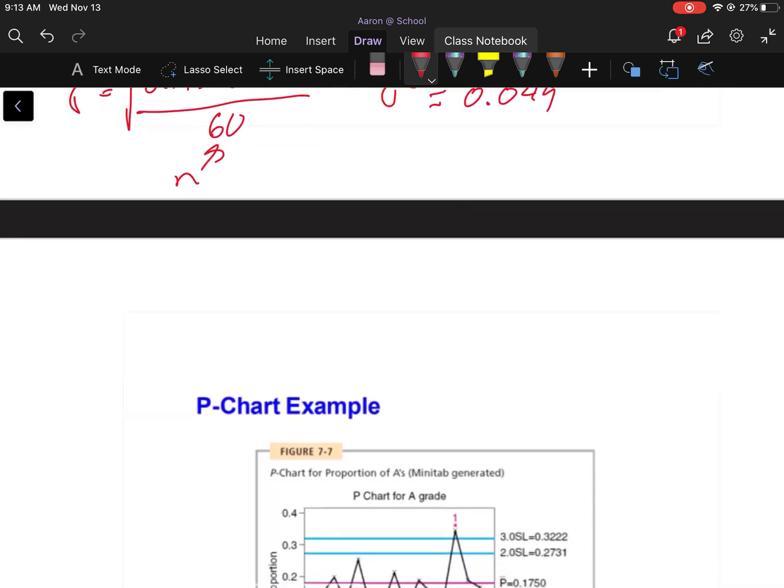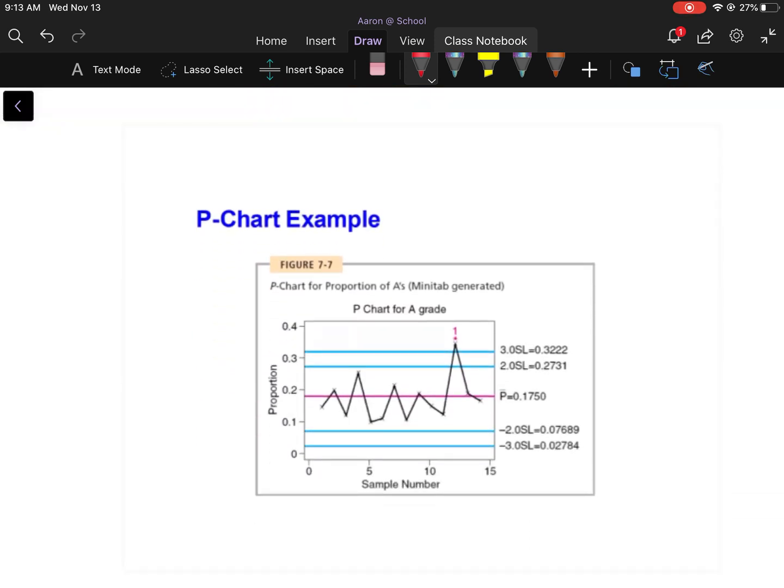Here's what the final thing looks like. So there's my mean. There's 2 standard deviations above, there's 3 above. I'll do the same thing, go 2 below, go 3 below. There's my boundaries. And each of these points is the probability that went with each one. So in the first group, the probability of getting an A was 0.15, so you put the point roughly at 0.15.